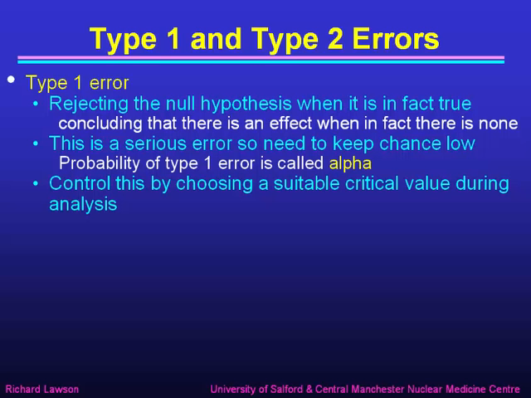So we need a low value for alpha, and we control that in our experiment by choosing a suitable critical value during analysis to keep alpha low. We'll come back to that in a moment.